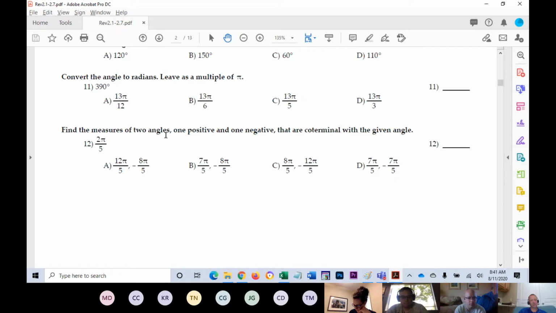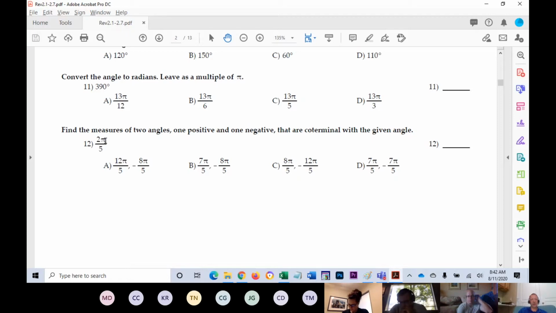Would you subtract 5 pi over 5 and then add 5 pi over 5? Or am I thinking of the wrong thing? So 5 pi over 5, would that be coterminal? Oh, no. Because 5 pi over 5, you're just adding pi, right? Uh-huh. But you should be adding 2 pi. Oh, gotcha. So what would 2 pi be in terms of fifths? 10 pi over 5.